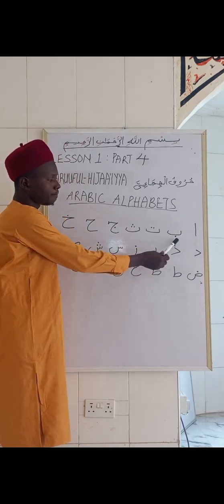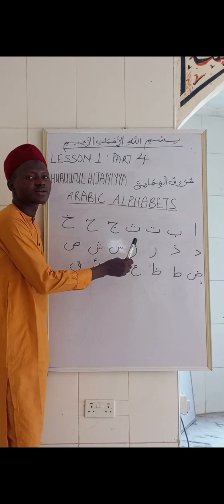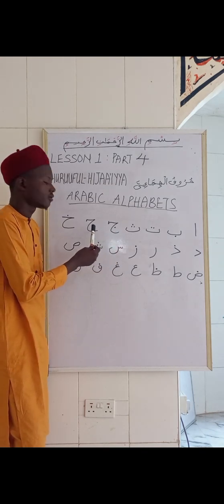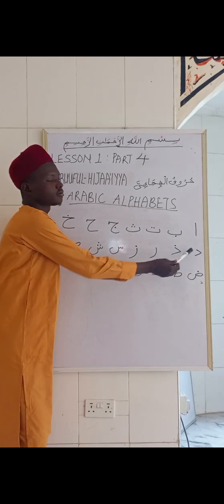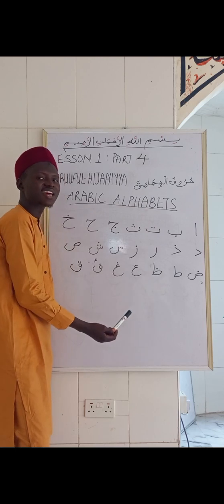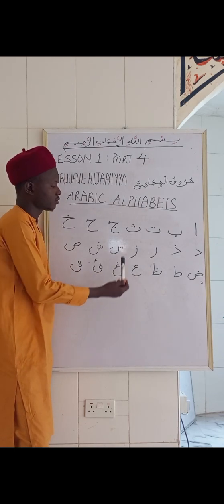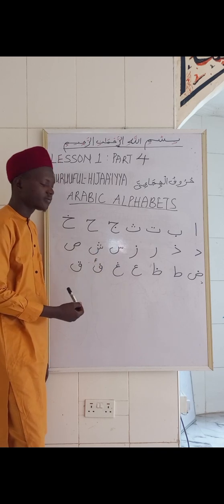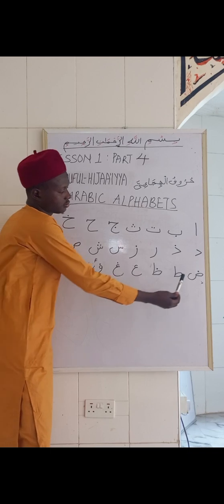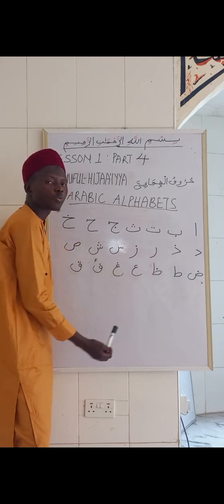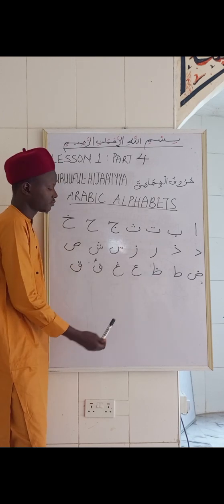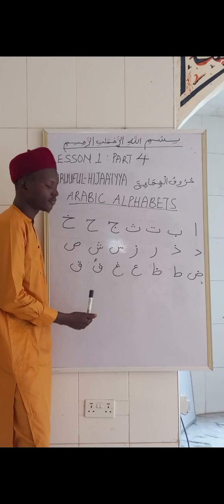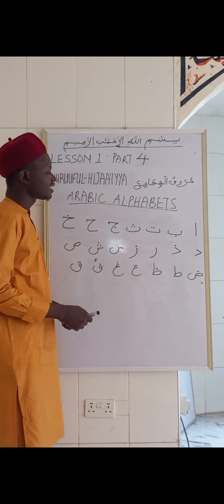Alif, Ba, Ta, Tha, Jim, Ha, Kha, Dal, Zal, Ra, Zayn, Sin, Shin, Sad, Dad, Ta, Za, Ain, Ghain, Fa, Qaf. So the next one is what?